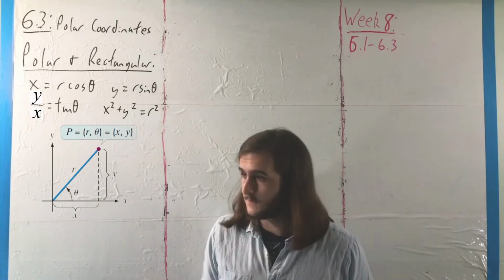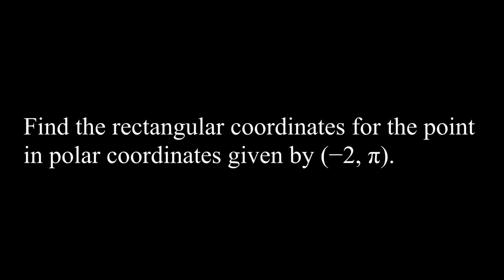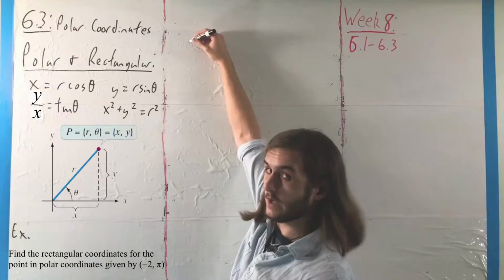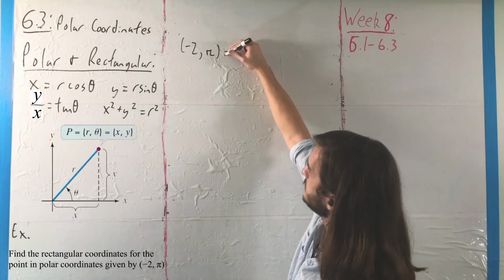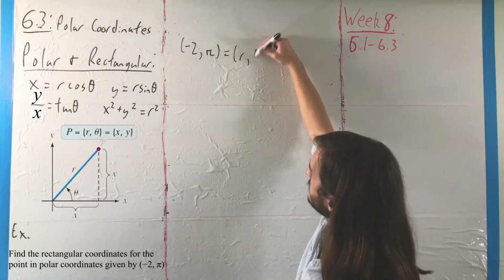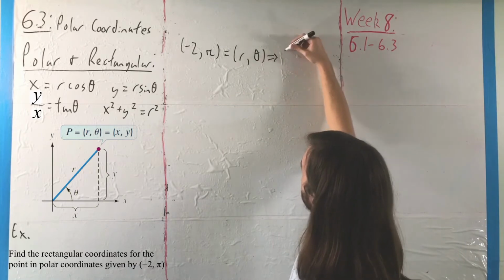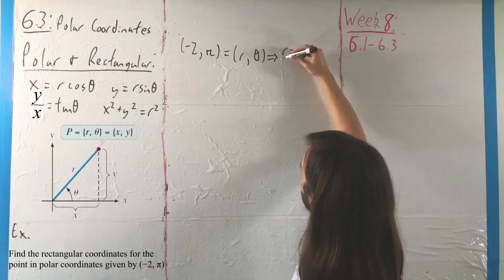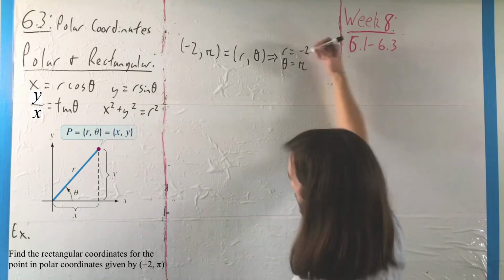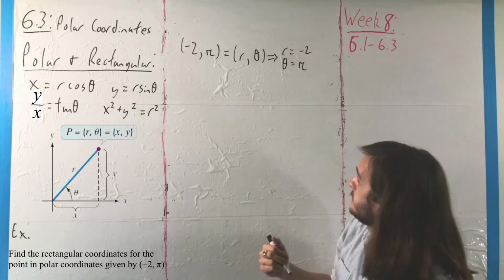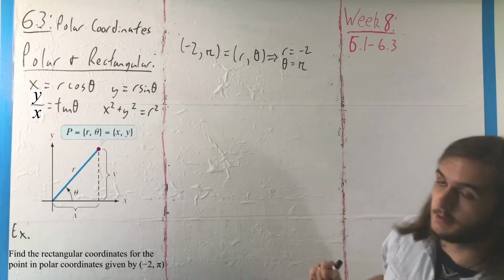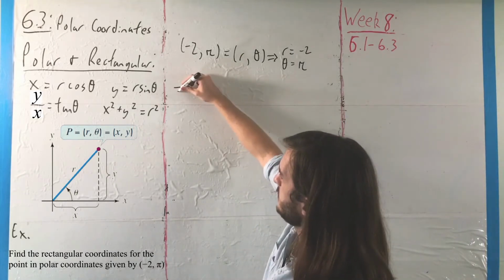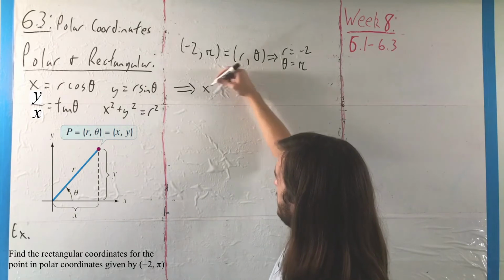For example, to start off, if we want to find the rectangular coordinates for the point in the polar plane given by (-2, pi), well, we have (-2, pi) equals (r, theta), so r equals -2, and theta is equal to pi in this case. And from here, all we have to do is just apply our formulas. We want to find x and y.